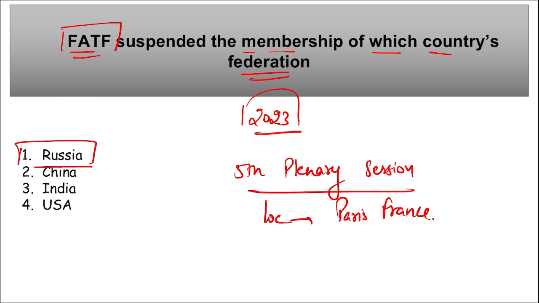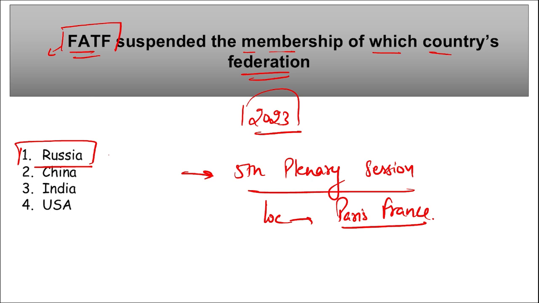And FATF, Financial Action Task Force. What is the aim of FATF? Basically, it works towards money laundering, terror financing, and the money that is leaking into the hands of people that are financing terror. Right? So, this fifth plenary session of FATF was held in Paris, and they were having various discussions on money laundering for financing terror.